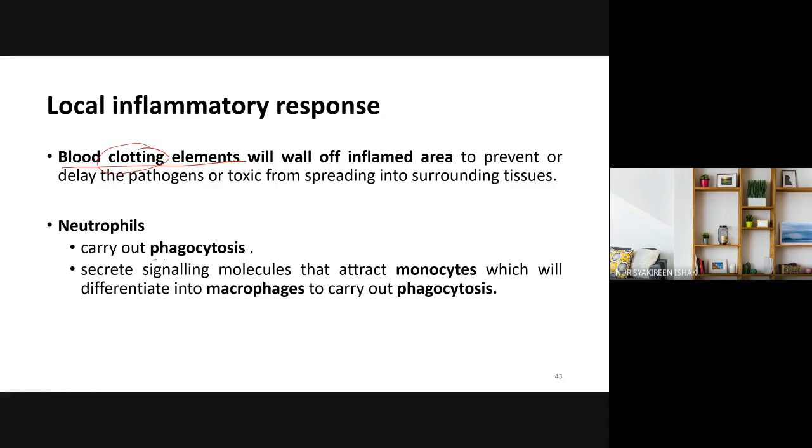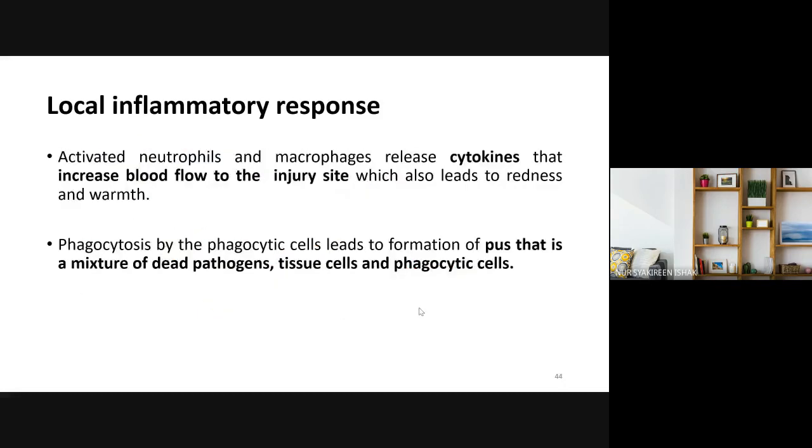And then neutrophil, to carry out phagocytosis, secrete signaling molecules that attract monocyte that will differentiate into macrophage to carry out phagocytosis. Kan? So yang disebabkan oleh apa? Increased permeability, neutrophil keluar daripada blood capillaries into infected tissue. Okay, so neutrophil will engulf any pathogen that enters into the infected tissues, and also they akan release signaling molecules that attract monocyte. Monocyte ni bila dia mature dia jadi macrophage. Macrophage akan engulf pathogen, okay, through phagocytosis.